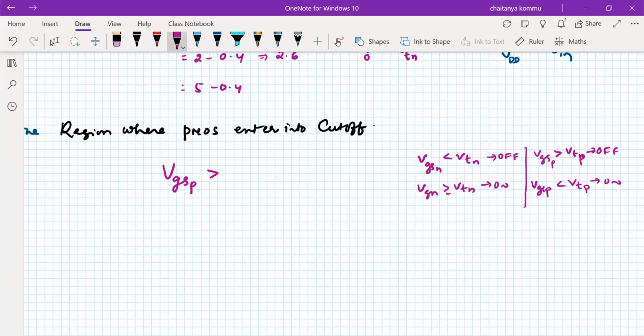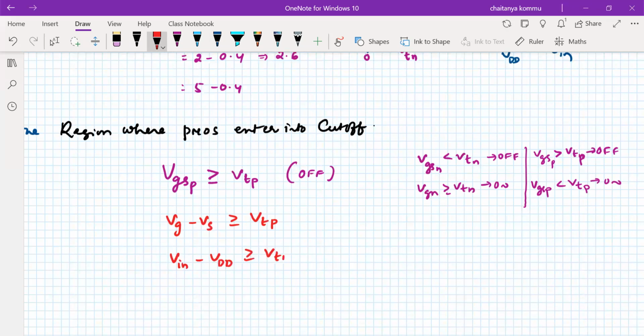Therefore, this value should be greater than or equal to VTP, then the transistor should be off. So this is an off condition for the PMOS transistor. So I can consider the VSG value. What is the VSG value here? It is nothing but VG minus VS greater than or equal to VTP. So what is the VG here? Simply VIN. What is the VS? It is connected to VDD, greater than or equal to VTP.